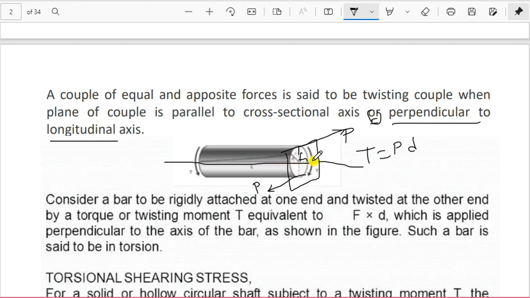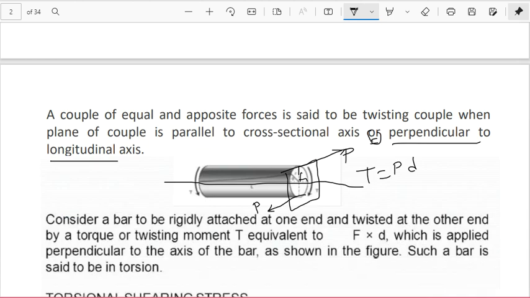is in torsion. Now consider a bar to be rigidly attached at one end and twisted at the other end by torque or twisting moment T, equivalent to force into distance between these two forces, which is applied perpendicular to the axis of bar here, which I have explained right now. As shown in figure, such a bar is said to be in torsion. We have discussed it.